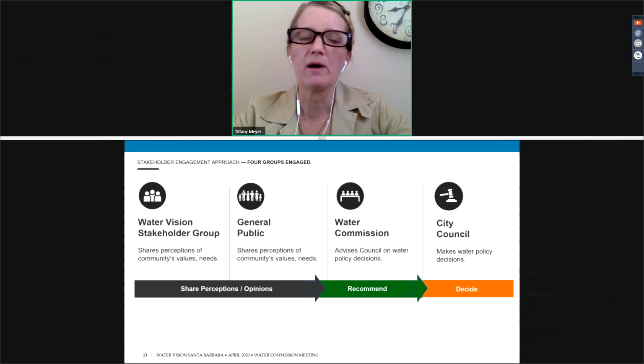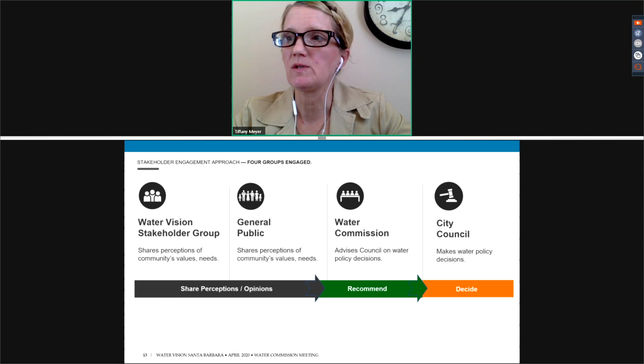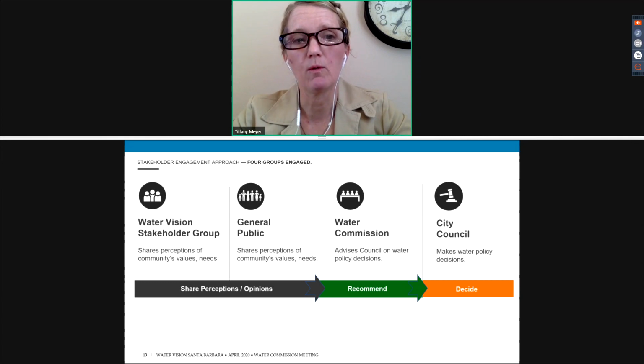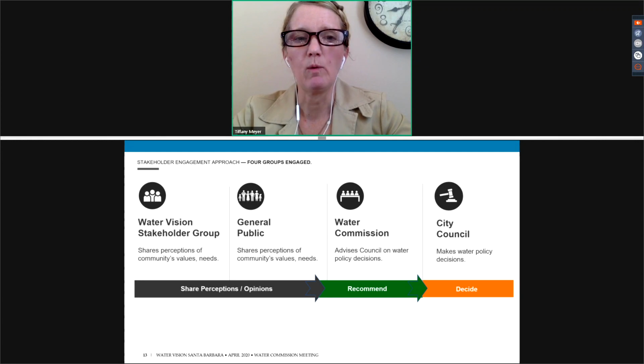So in thinking about our approach to stakeholder engagement, we've divided all stakeholders into the 4 groups you see here. And each group will be engaged a little differently based on the role that they play in the project. So reading from left to right, the now 26-member Water Vision stakeholder group, as well as the general public, their role is really to share their perceptions of the community's values and needs. And we want to use that to inform project decisions.